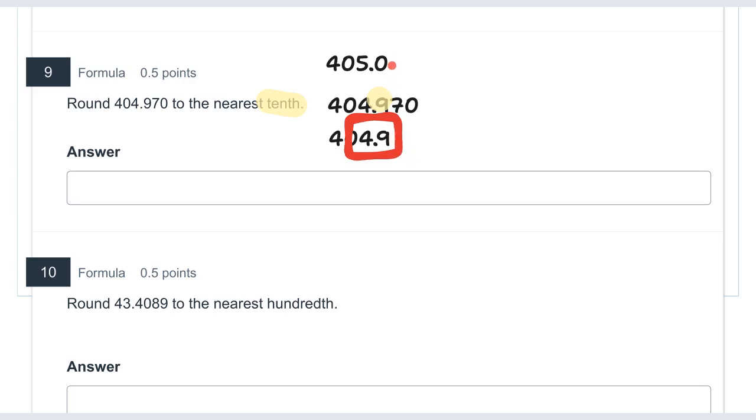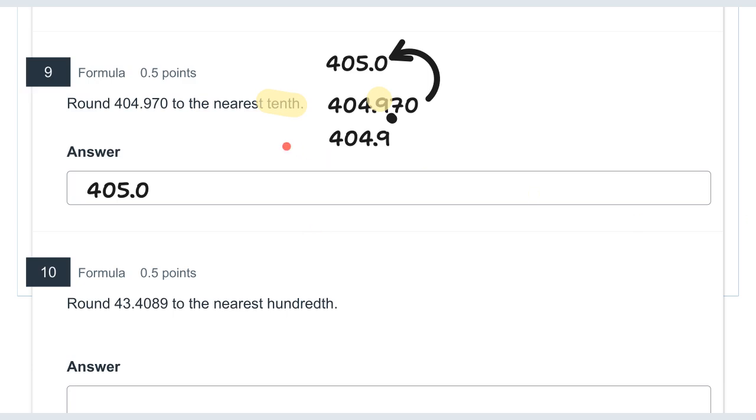And again, I'm looking at 49 being increased to 50. Now let's do the rounding. 7 comes after the 9. That tells us to round up. So I'm going to put 405.0 in the answer box.